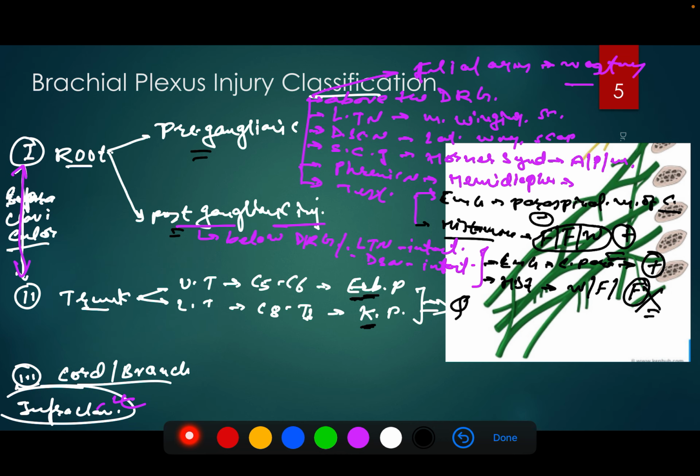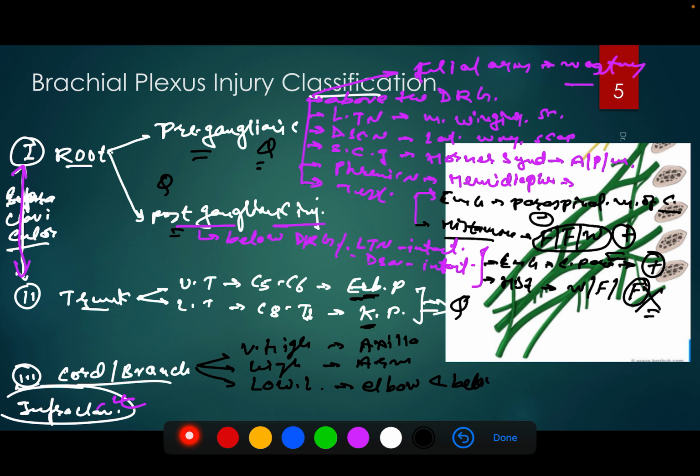And these are the questions in the exam. These are also the questions. So please remember this one, right? In the cord or branches injuries we divide them into three types, right? The very high lesion, the high lesion, and then the low lesion. Very high lesion means the injury was in the axilla. High lesion means the injury was in the arm. Low lesion was in the elbow and below that, right? So that's what we discussed last class.